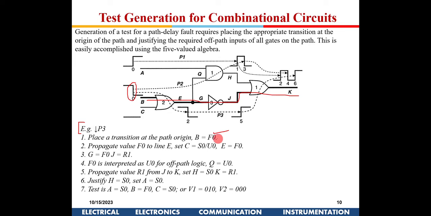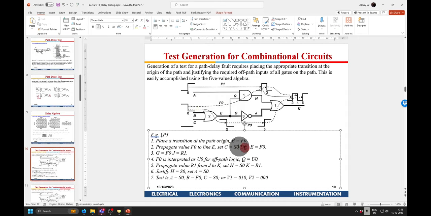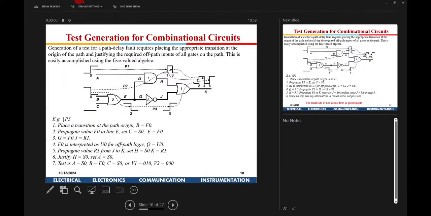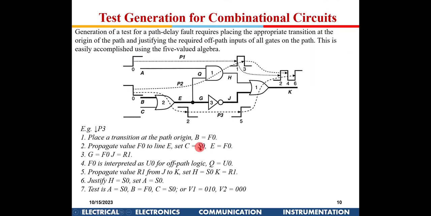Okay, is the first line okay? At B, I am going to place F0. What is F0? F0 is falling edge, that's represented in this algebra as F0. Now, this F0 needs to be propagated here, right, to line E. So C has to be set to S0, right? C has to be set to S0. So I set C as S0, and now F0 will come here, so E will become F0.